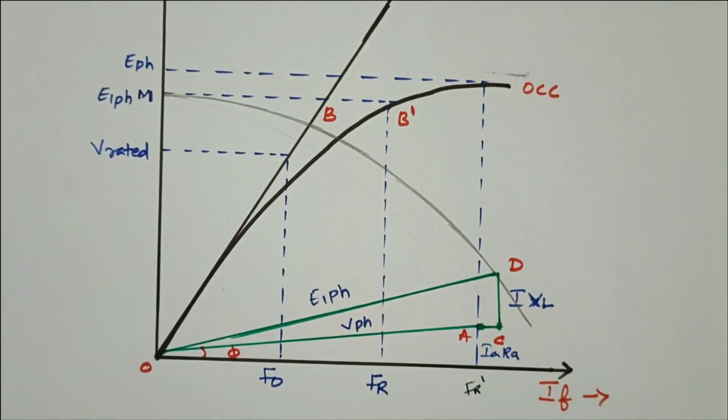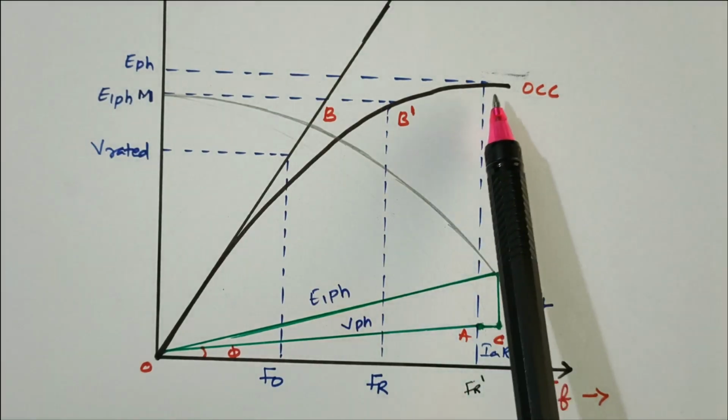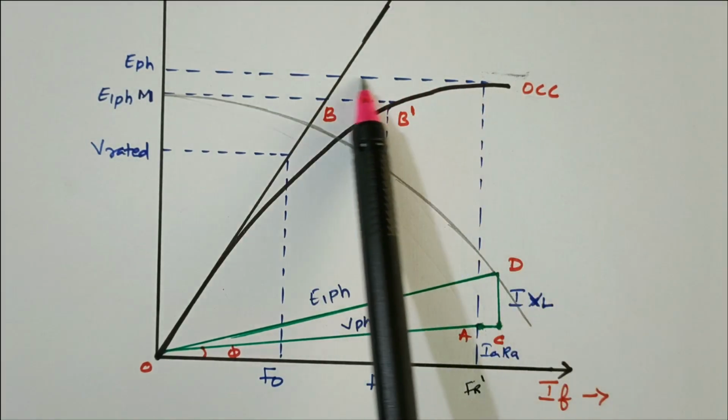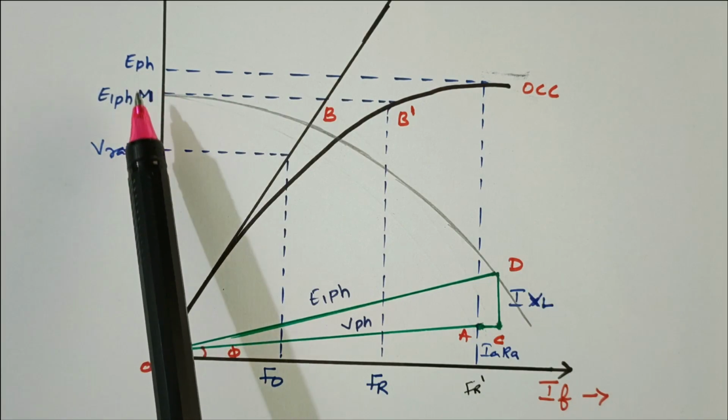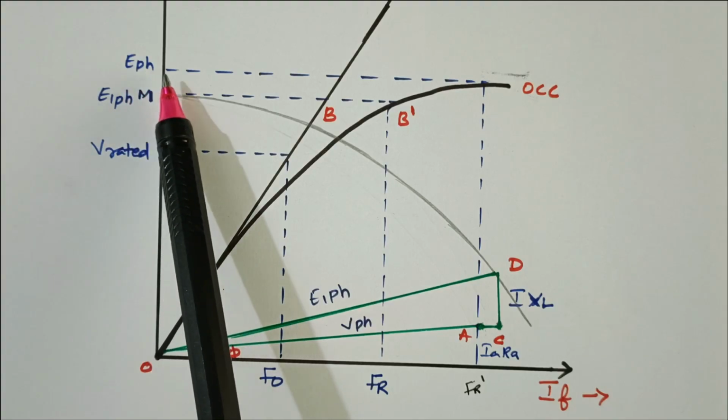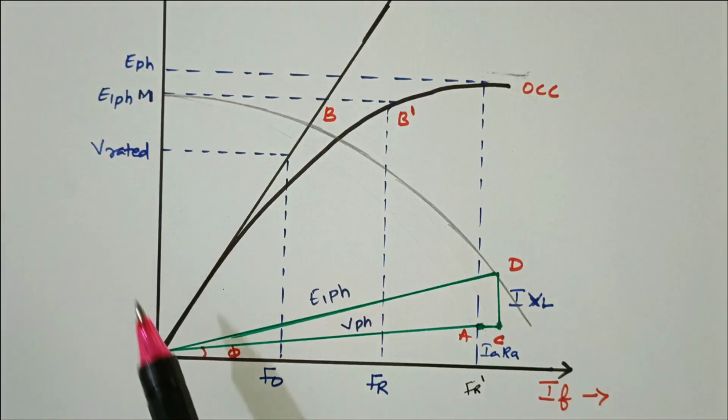From FR dash, draw the vertical line. Where it cuts the OCC, draw the horizontal line. Where it cuts the XY axis, that will give E phase. From this E phase value, we are able to find the regulation of the alternator. So this is the graphical method.